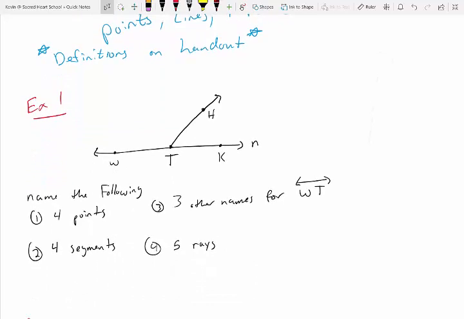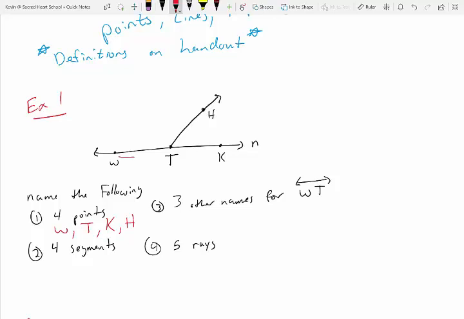Example 1. We have this image in 4 parts to this problem. We need to name 4 points. So the points are W, T, K, and H. Just 4 points on a line. Part 2 is we need to name 4 segments.